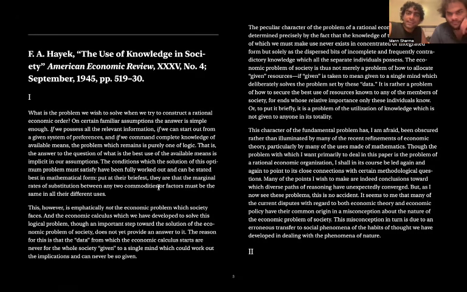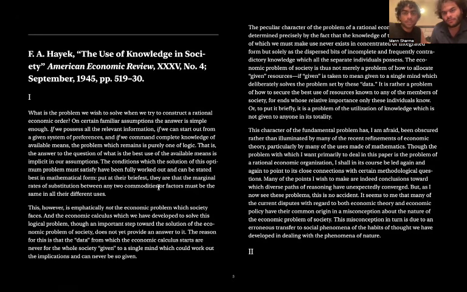The peculiar character of the problem of a rational economic order is determined precisely by the fact that the knowledge of the circumstances of which we must make use never exists in concentrated or integrated form, but solely as the dispersed bits of incomplete and frequently contradictory knowledge which all separate individuals possess.